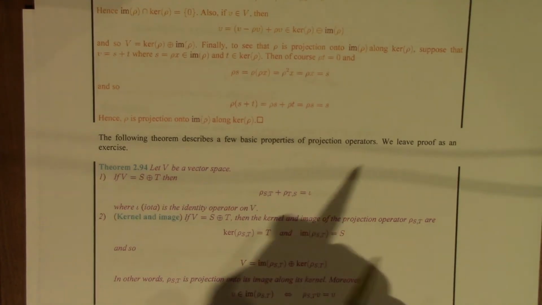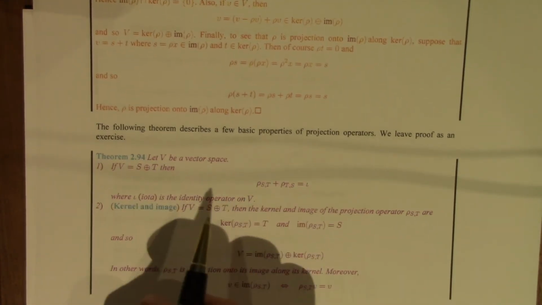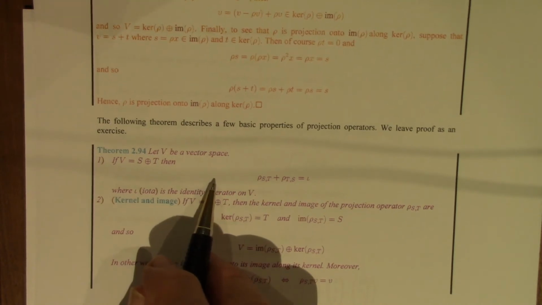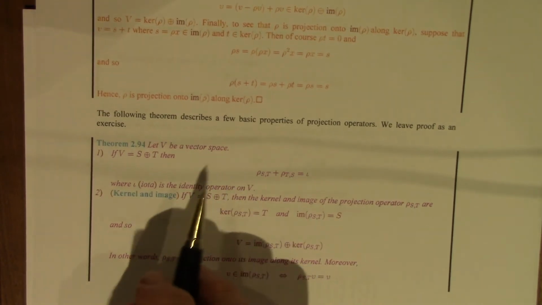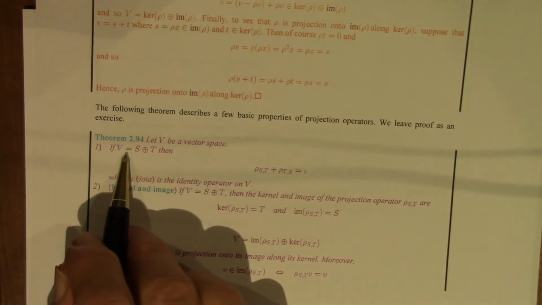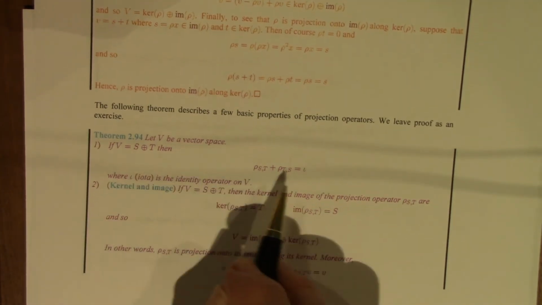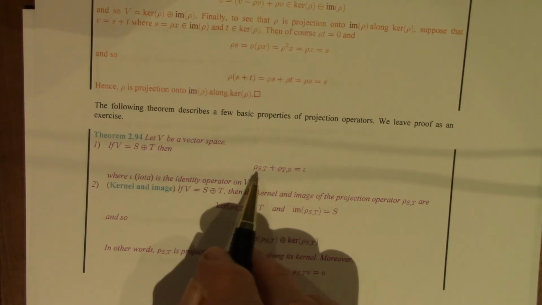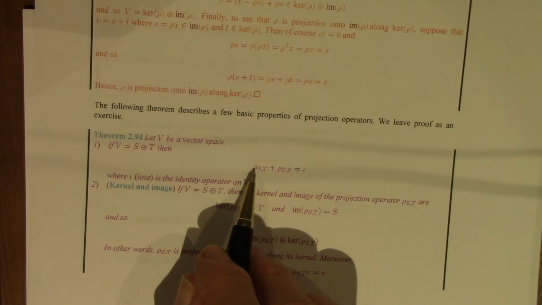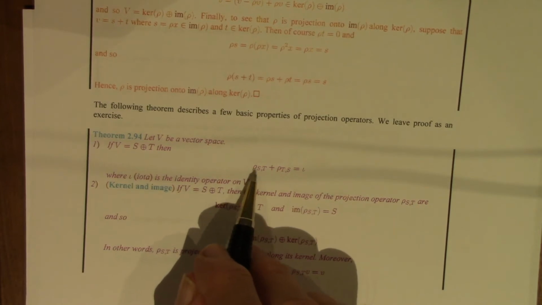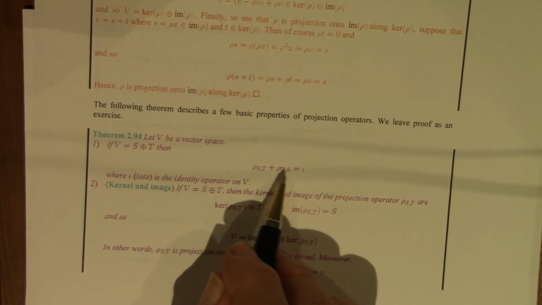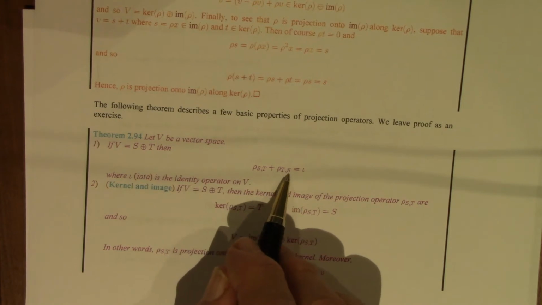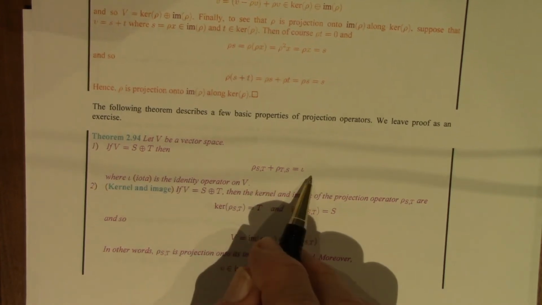Finally, here are some basic properties of projection operators whose proof I leave to you. If V is the direct sum of S and T, then if we add the two projection operators, projection onto S along T, and projection onto T along S, we just get the identity.